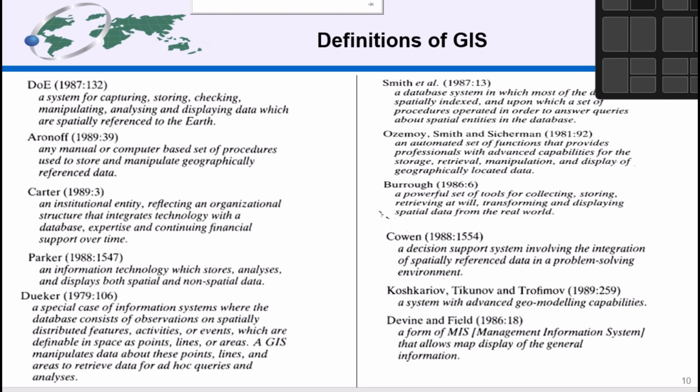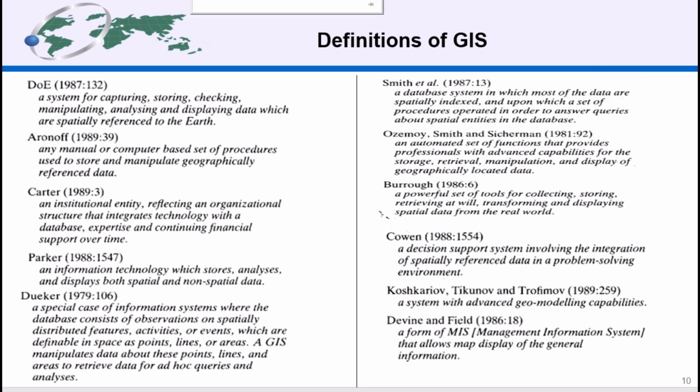Smith et al. in 1987 defined GIS as a database system in which most of the data are spatially indexed and upon which a set of procedures operate in order to answer queries about spatial entities in the database. Smith and Sicherman in 1981 defined GIS as an automated set of functions that provides professionals with advanced capabilities for storage, retrieval, manipulation, and display of geographically located data.